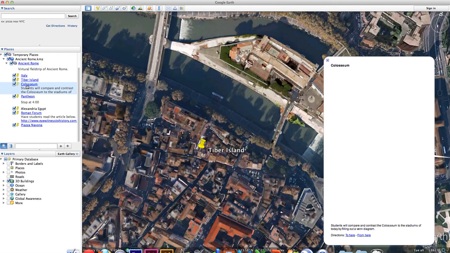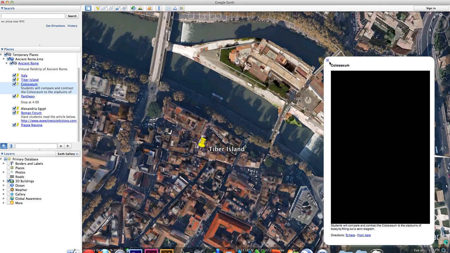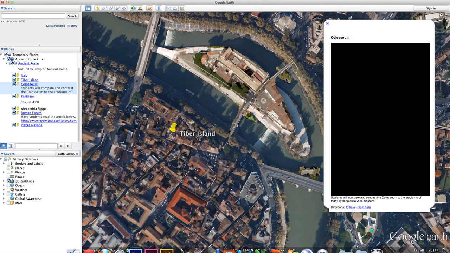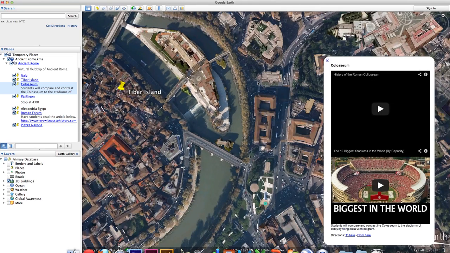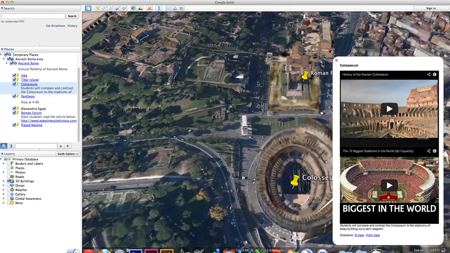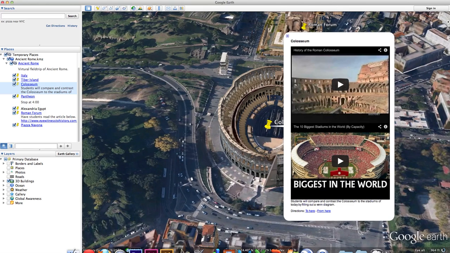Next, we are going to go to the Colosseum. Alright, the Colosseum was completed in 80 AD. This structure was built as a stadium or theater for Roman entertainment. Many people would come to the Colosseum to watch gladiator fights and prisoner executions.